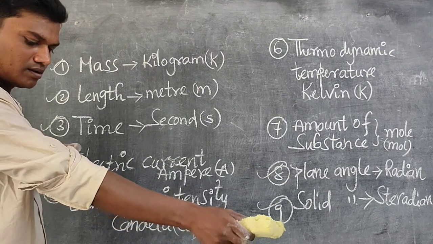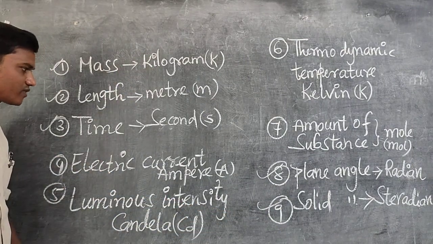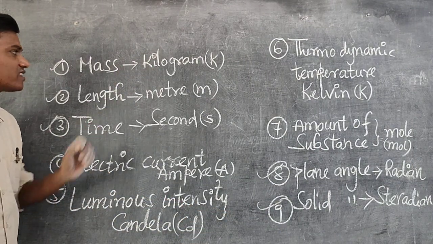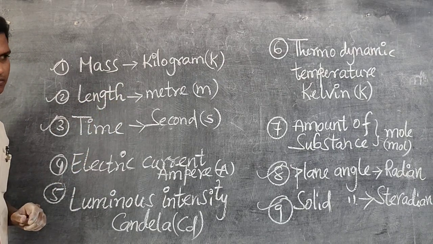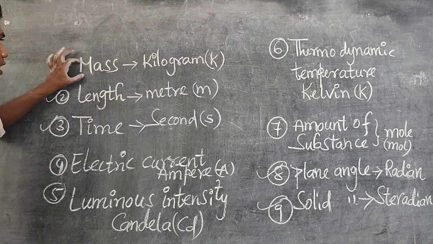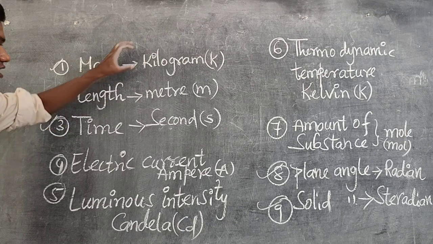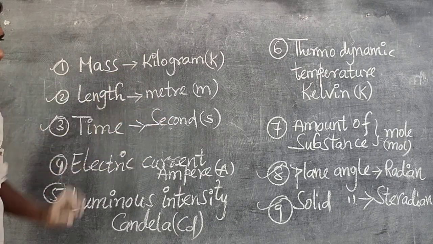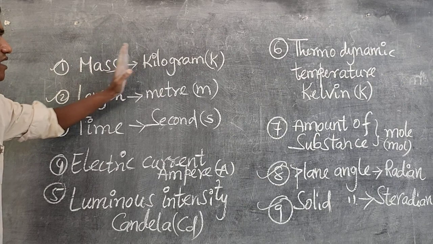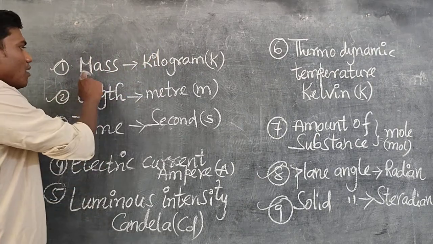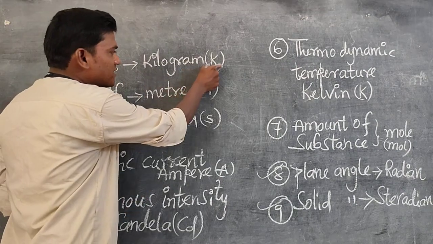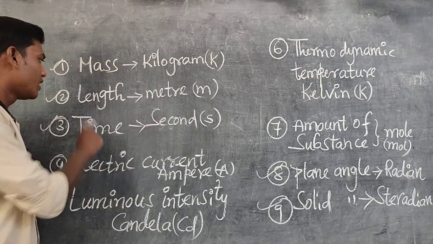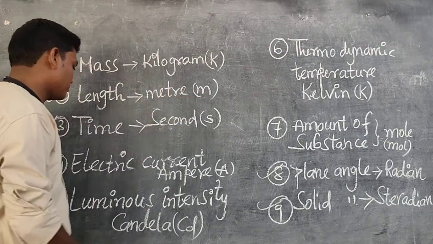So now I am telling what are the units of fundamental physical quantities. Already you have some idea. The SI units of all of these are represented. SI unit of fundamental physical quantities: what is the SI unit of mass? Kilogram, represented by the symbol kg. Length: meter, m.